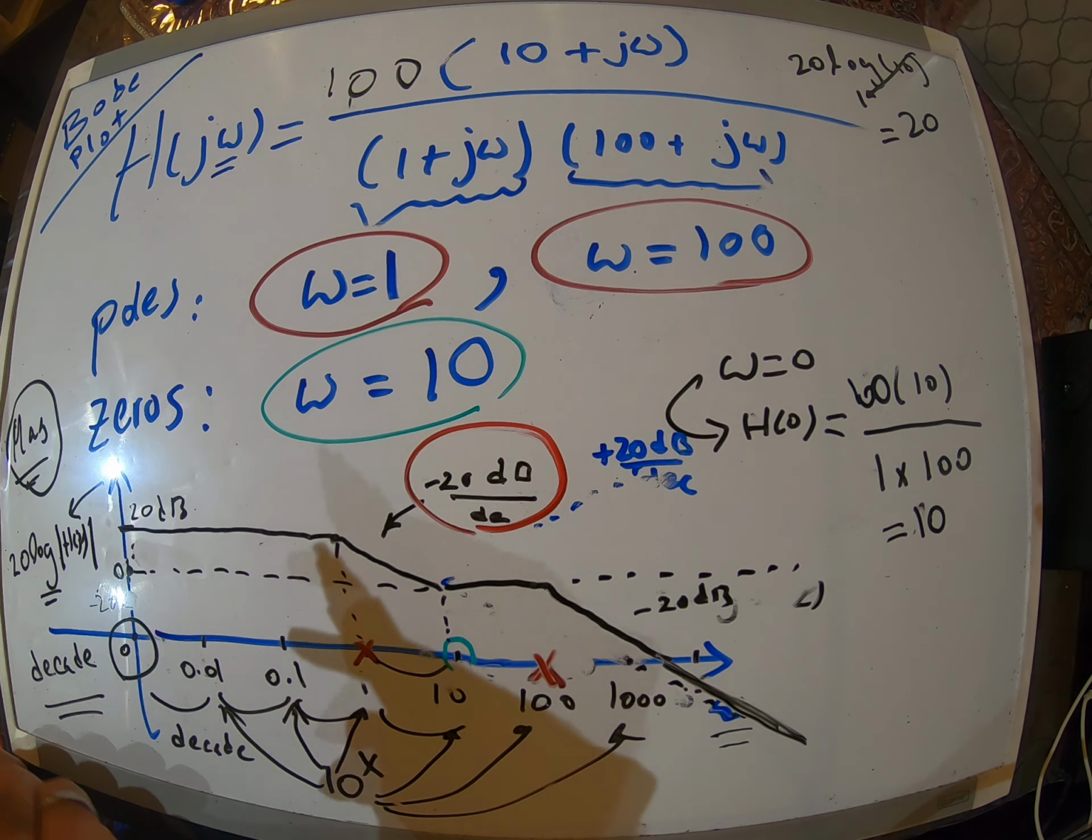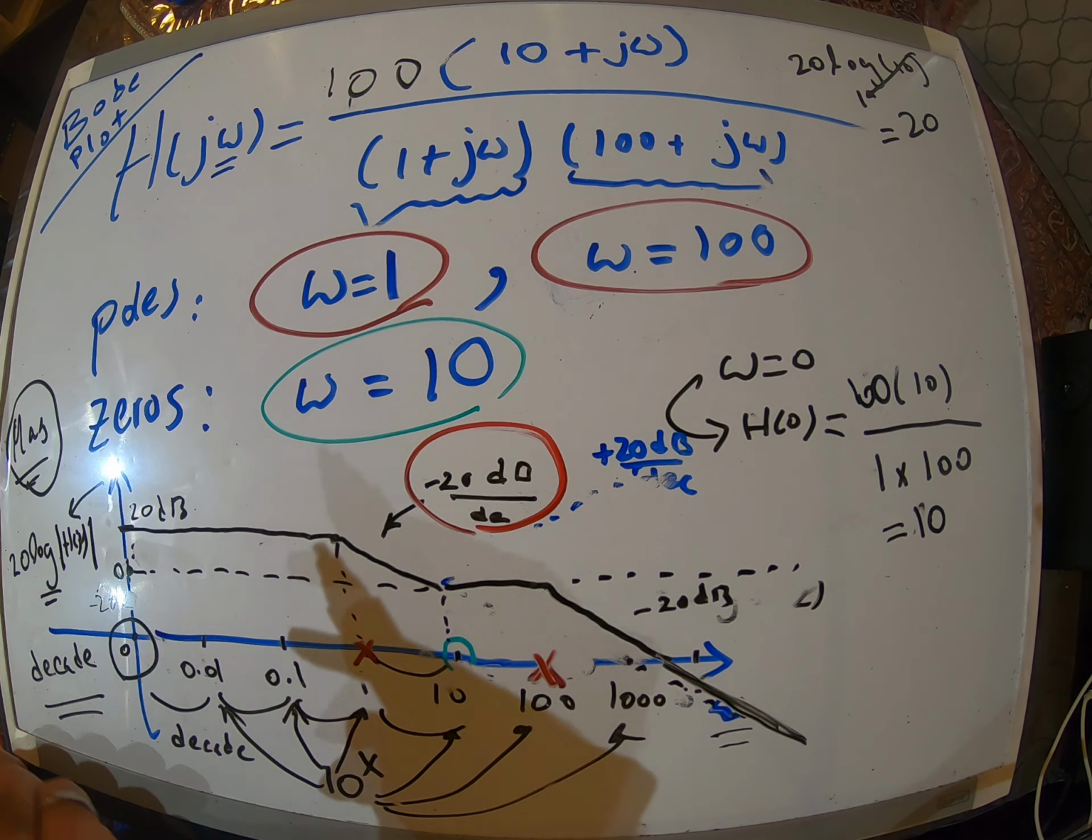What is the phase of H of 0? If you have a real number, what is its angle? It's 0, right? If this was 100j, it would be 90. But if it's real, it's going to be 0. Okay? So now let's again do the same thing. Plot this. This is omega. This is phase, the phase of H of j omega.